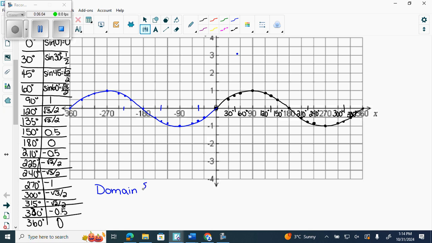So, in set notation, you're going to have x such that x is an element of the reals, or an interval, negative infinity to positive infinity. Make sure you're writing this down. Make sure you're not short forming the word domain.